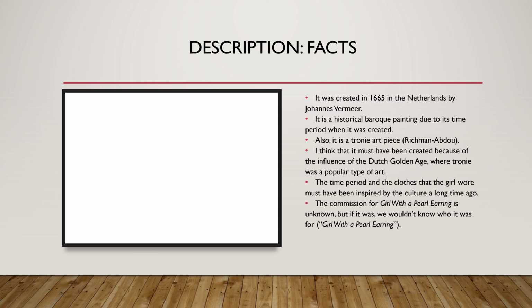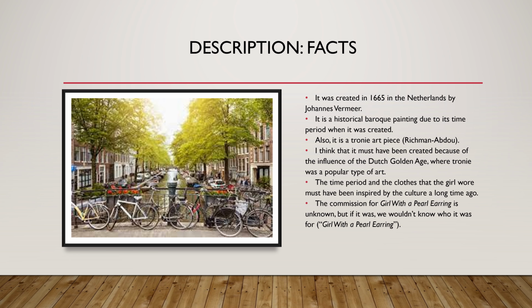As I have mentioned before, Girl with a Pearl Earring was created in 1665 in the Netherlands by Johannes Vermeer and is considered a historical Baroque painting, since it was made a long time ago. Additionally, it is a tronie, since it includes characteristics of a classic portrait and is shown as a study of an individual.